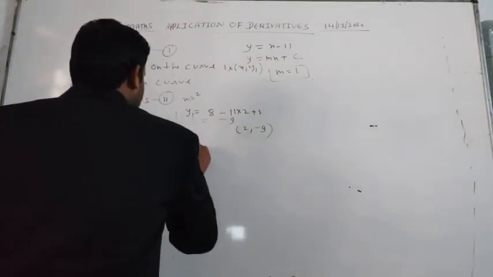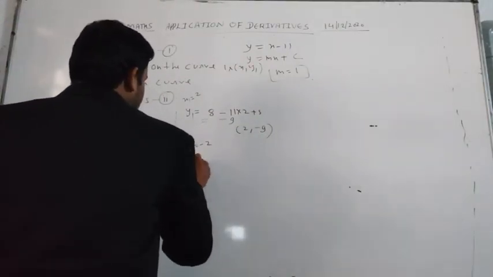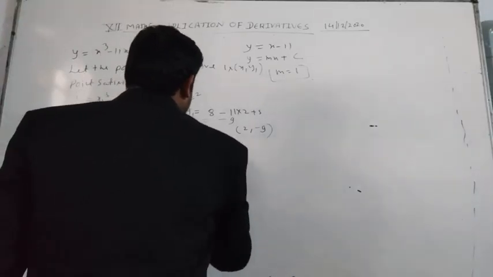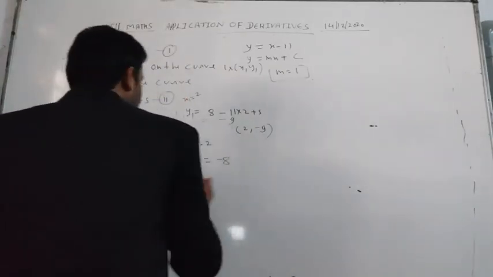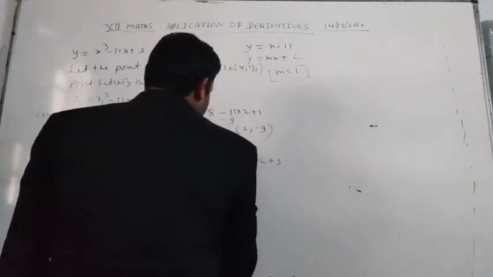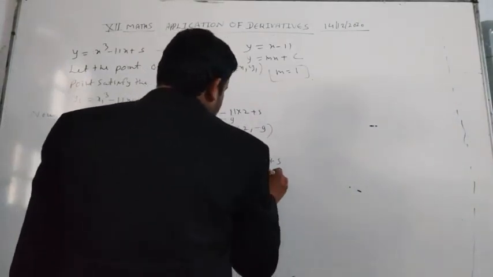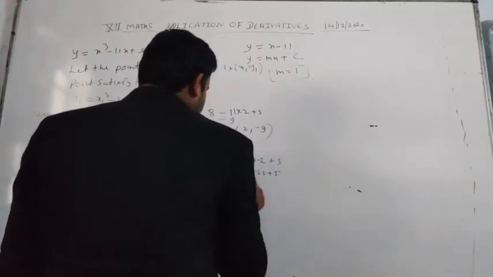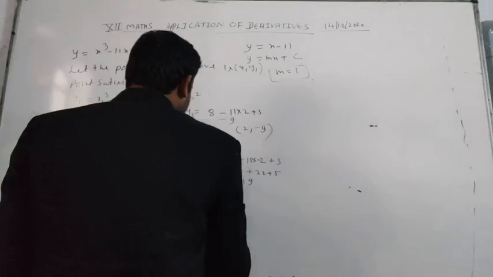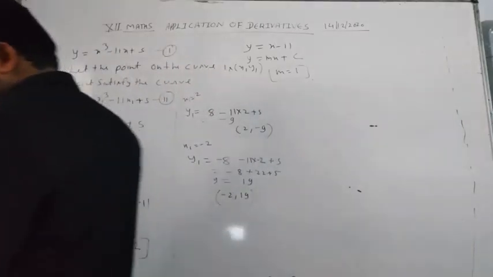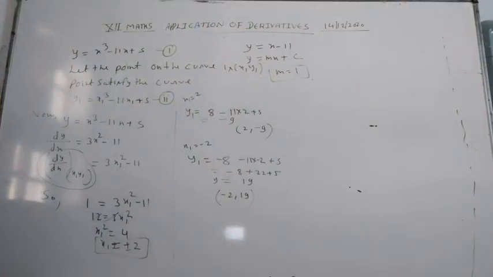And when x1 is minus 2, our y1 is again minus 8. This is 11 into minus 2 and plus 5. So minus 8 plus 22 plus 5. So this is 27, 90. So the point at minus 2 is 90. Okay.